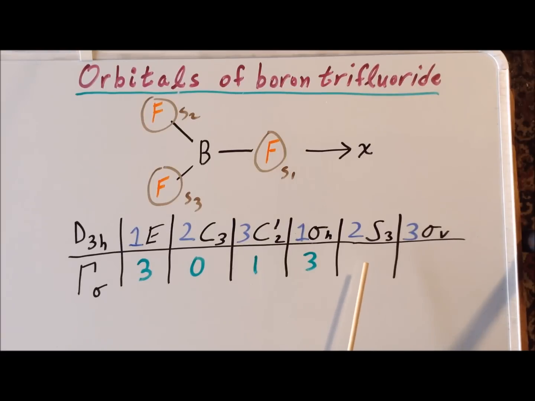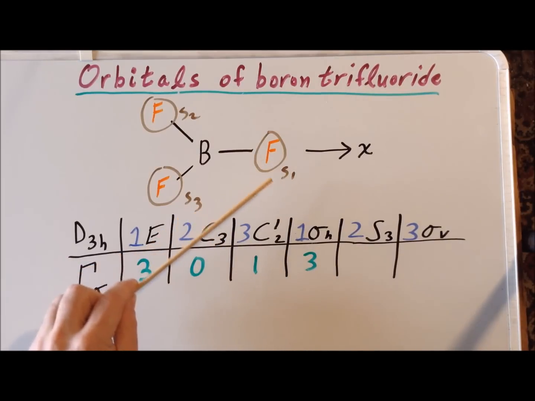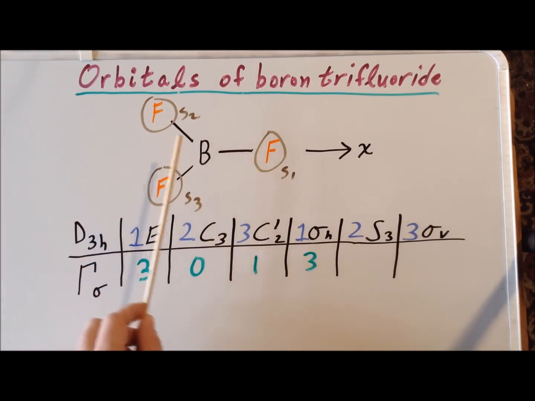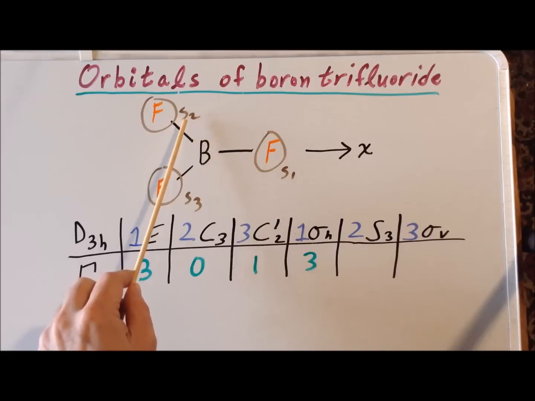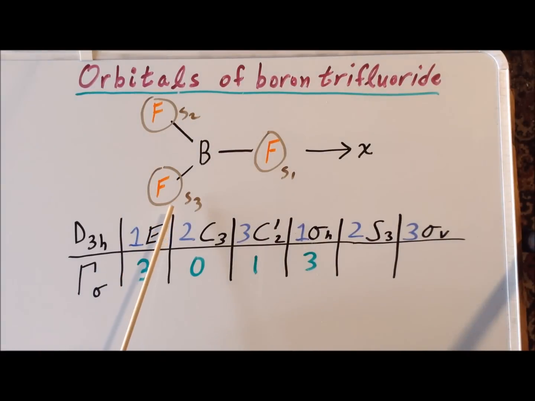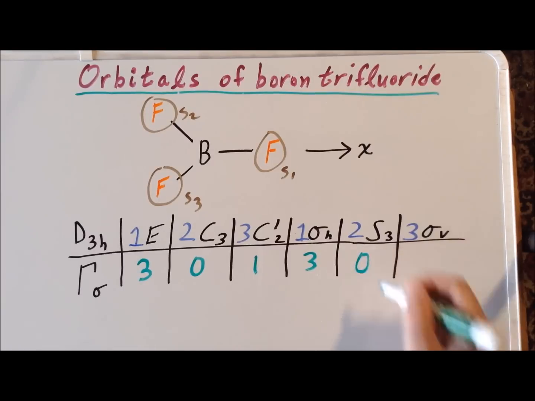Our next to last symmetry operation is S3. This is an improper rotation of a third of a circle. So S3 consists of a C3 operation moving S1 to S2, followed by reflection in the plane of the whiteboard. So S3 would take orbital S1 to S2, would take S2 to S3, and take S3 to S1. So all three of those orbitals would move, which means none of them stays put, so our character is going to be a 0. And last but not least of our symmetry operations is a sigma v.